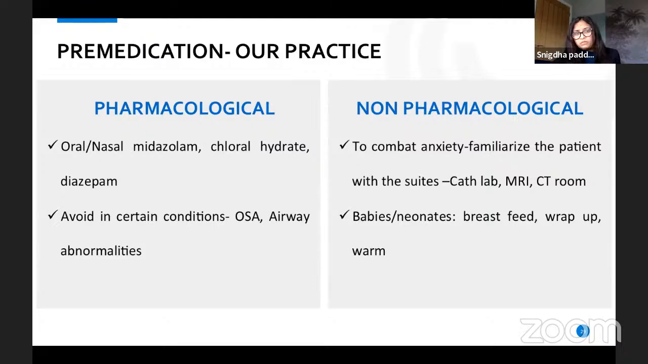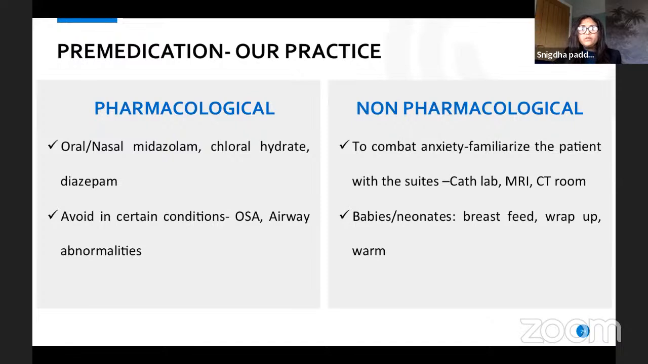For pharmacological methods, we can use oral or nasal midazolam, chloral hydrate, diazepam, and we generally tend to avoid them in airway abnormalities. To combat anxiety in slightly older children, we familiarize them with the various places. For example, the cath lab or MRI, we take them around and show them the places where they are going to be. And sometimes it really takes care of their anxiety.